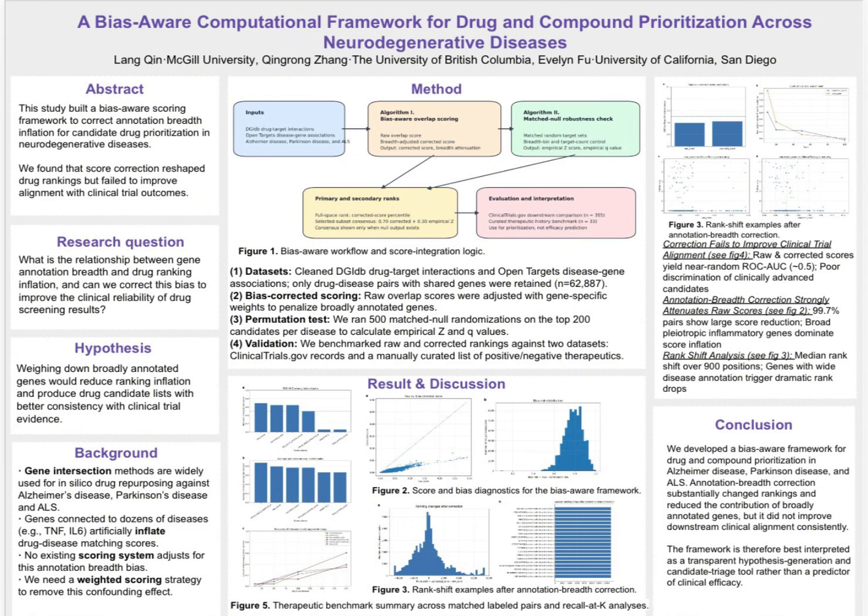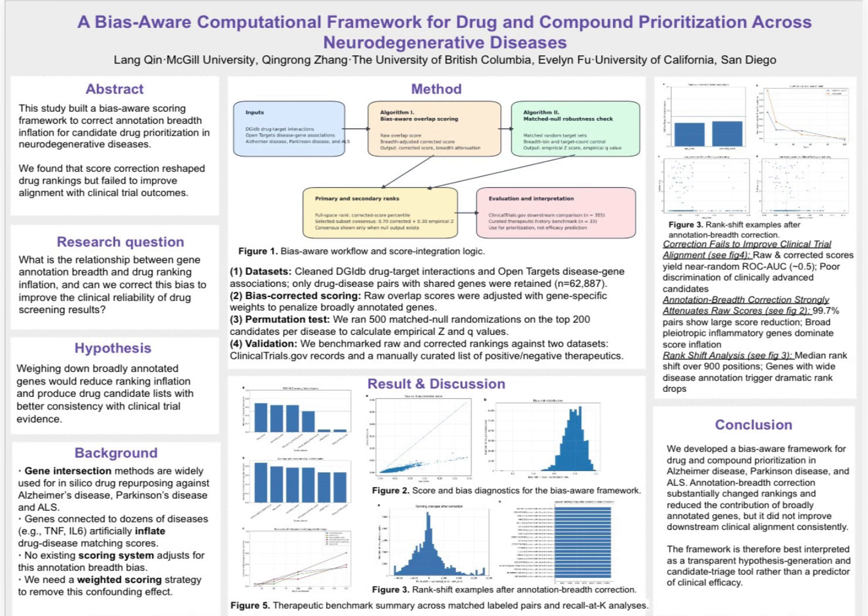Let's wrap up with our conclusions on the far right of the poster. We successfully built a fully bias-aware computational framework to prioritize drugs for Alzheimer's, Parkinson's, and ALS. Our gene weight correction effectively weakens the overrepresentation of broadly annotated genes and dramatically rearranges drug rankings. Crucially, this bias correction does not consistently improve downstream clinical trial matching.